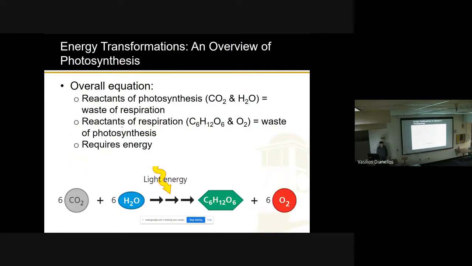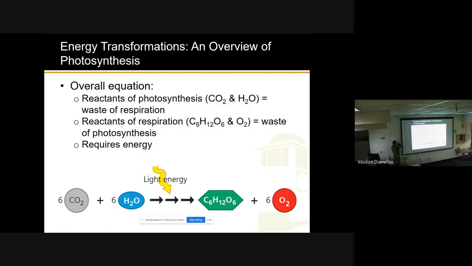All right. Now the more important stuff. The overall equation is carbon dioxide and water are used to make glucose and oxygen. And again, this is just the opposite of respiration. So if you can remember respiration, even though it's cellular respiration, a good way to remember how it works is just think about our respiration, right? You breathe in oxygen, you breathe out carbon dioxide and water. So if you can remember photosynthesis is the opposite of that, you should be good.